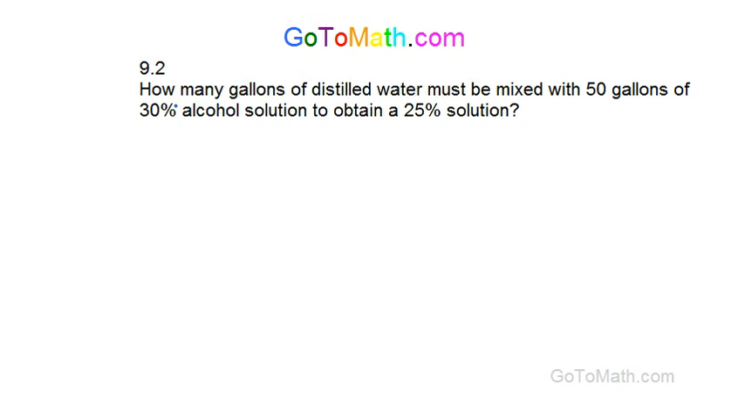Okay, so we got how many gallons of distilled water must be mixed with 50 gallons of 30% alcohol solution to obtain a 25% solution. Whoa. What is that? Okay. So they're asking for how many gallons. So we'll identify that unknown. Let X be the number of gallons.